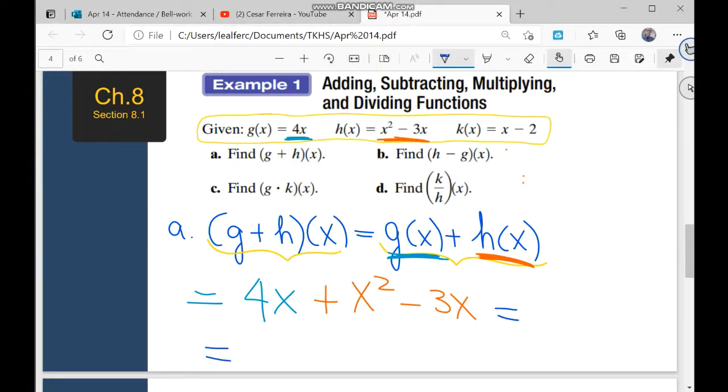We just need to combine like terms, something that we know from the very beginning of our course, combining like terms and writing down this expression in the right order. We're going to start with the highest exponent, x squared. The next highest exponent is the combination 4x minus 3x, x. So plus x. This is the right answer.